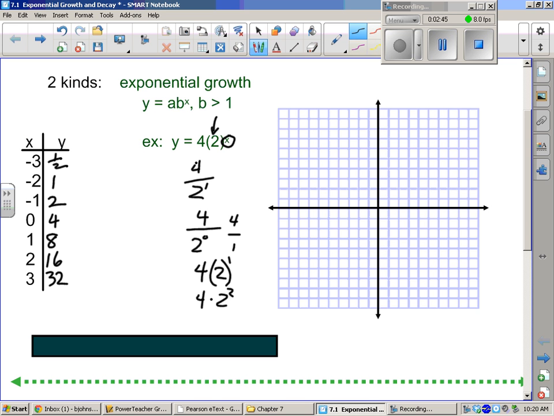I bet these are a little too big for your graph, so we'll just go with the other ones. You just have to know the general shape. So negative 3, 1 half, is about here. Negative 2, 1, is here. Negative 1, 2. 0, 4. 1, 8. Wow, that increases really quickly. So our graph is going to look like that.